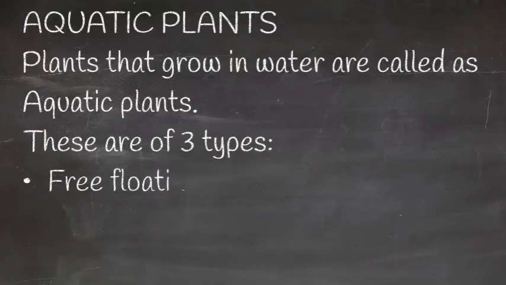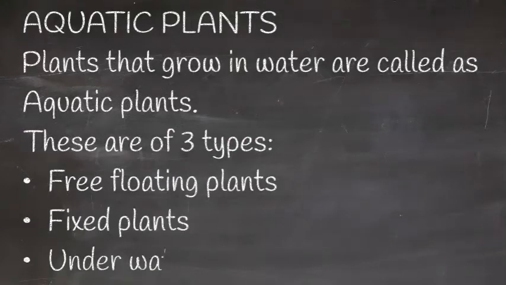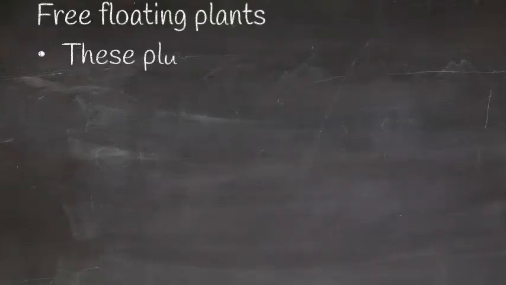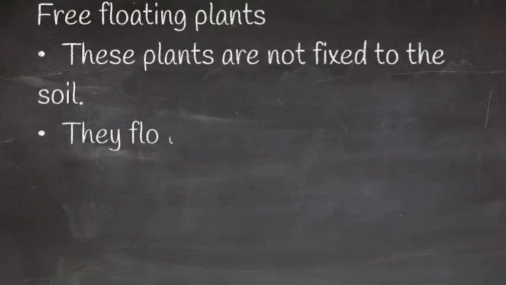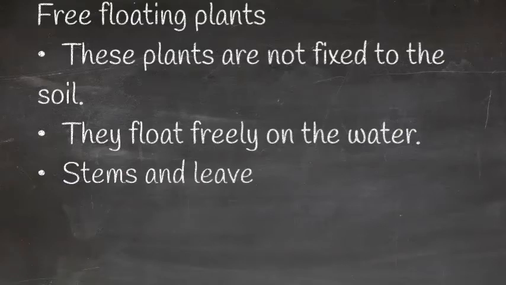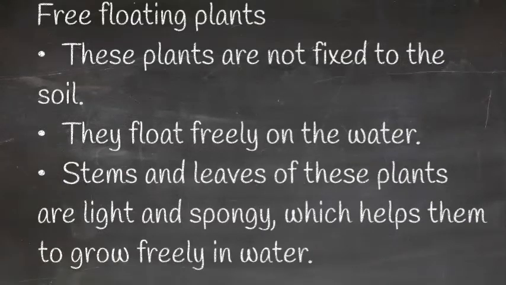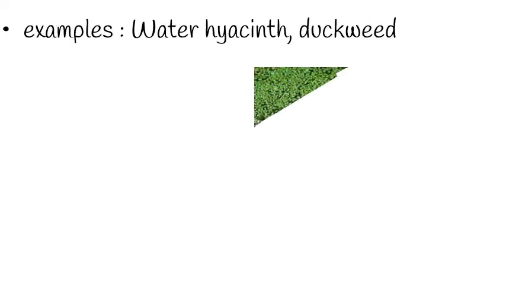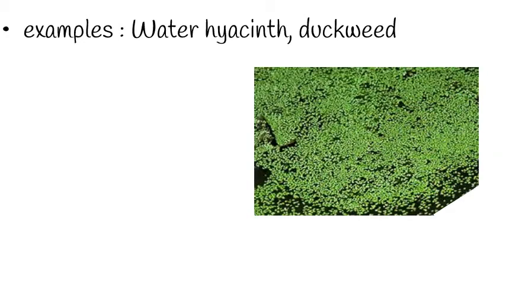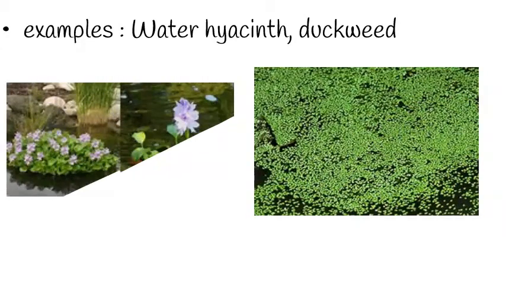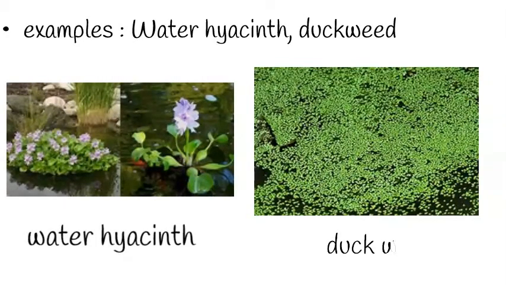Aquatic plants. Plants that grow in water are called aquatic plants. These are of three types: free floating plants, fixed plants, and underwater plants. Free floating plants. These plants are not fixed to the soil. They float freely on the water. Stems and leaves of these plants are light and spongy, which helps them to grow freely in water. Examples: water hyacinth, duckweed.